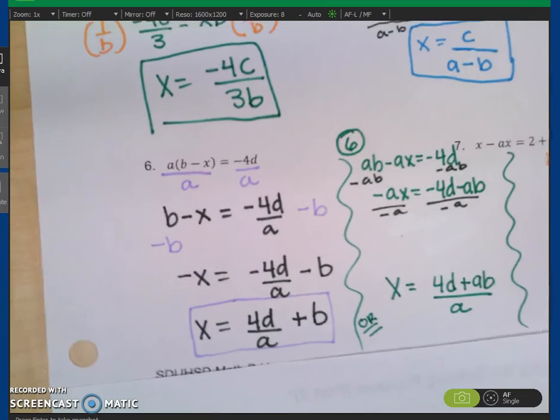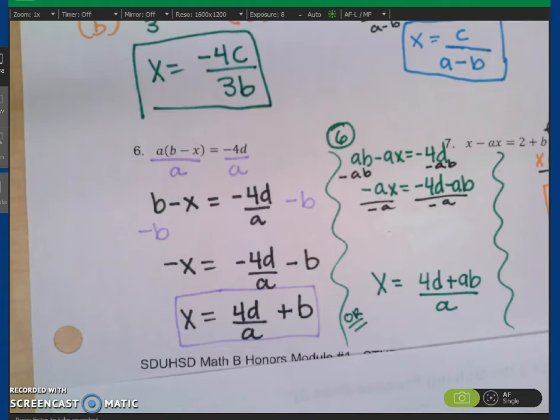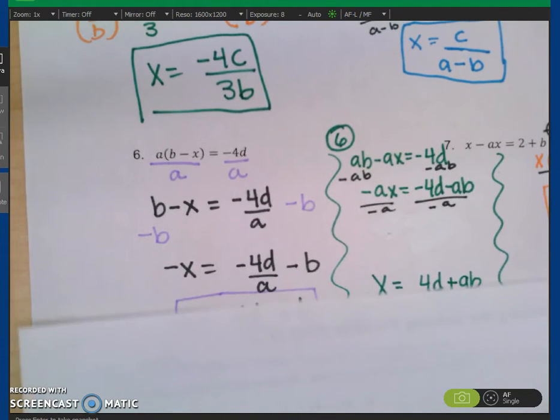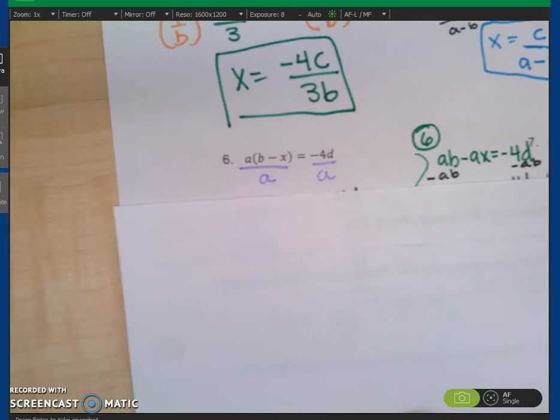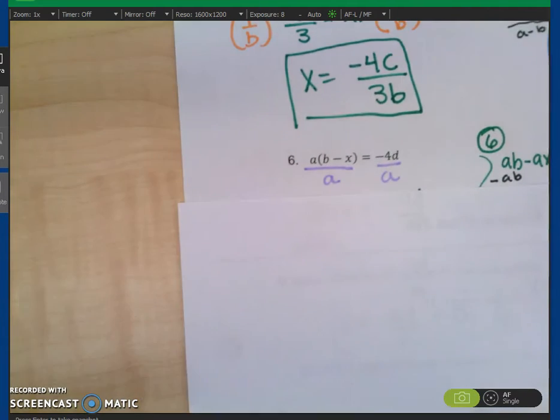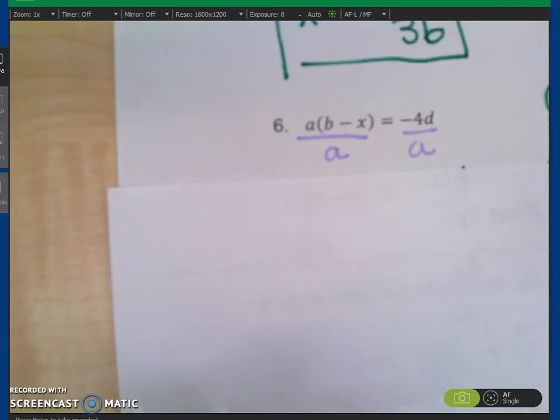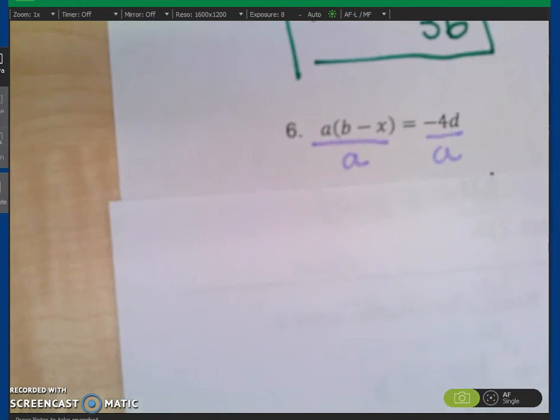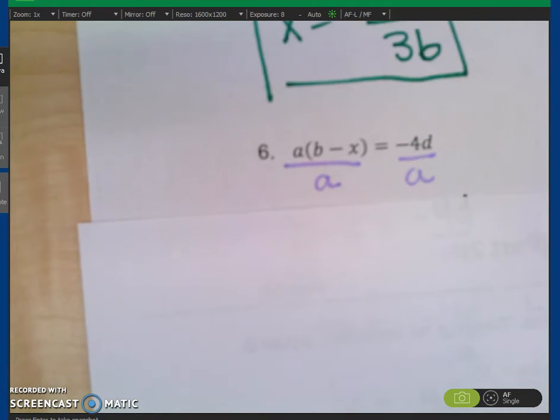Number 6. So 6, I was looking at this 2 different ways. Let's look at the first way. The first thing I saw when I was looking at 6 was I wanted to undo multiplying by a. I can't go into those parentheses until I undo multiplying by a on both sides.